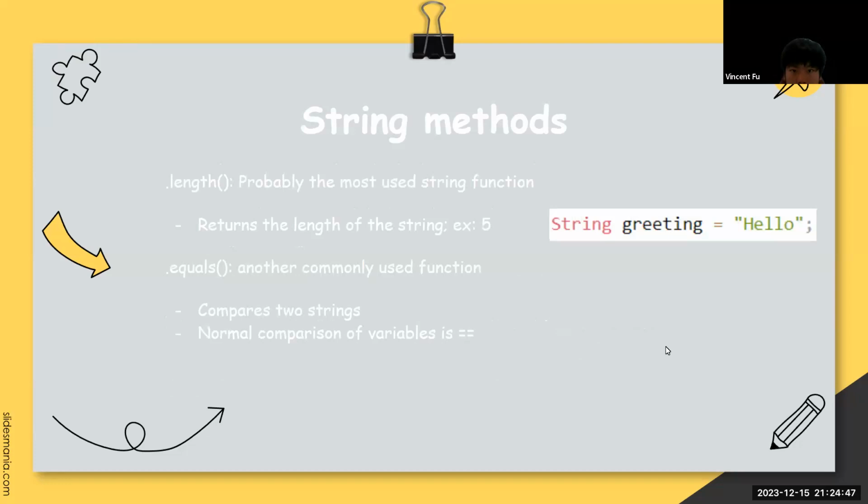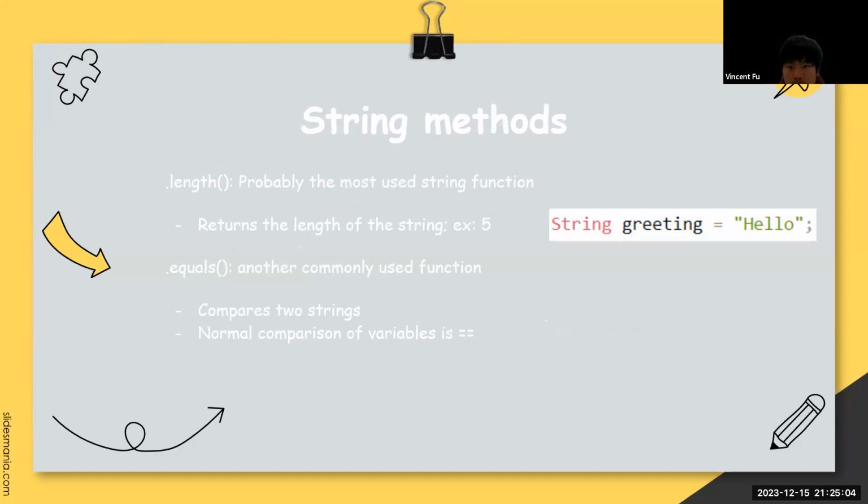So the first function we'll do is dot length. This is probably the most commonly used string function. People would use it very commonly because it's really useful. This one is simple, right? It returns the length of the string.